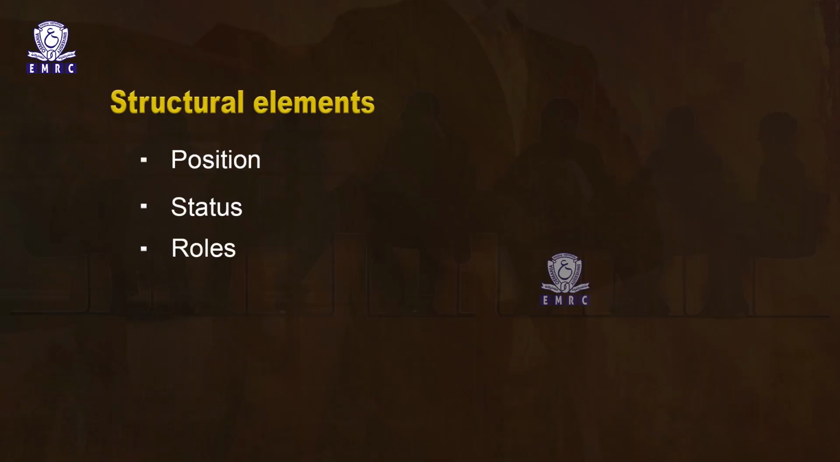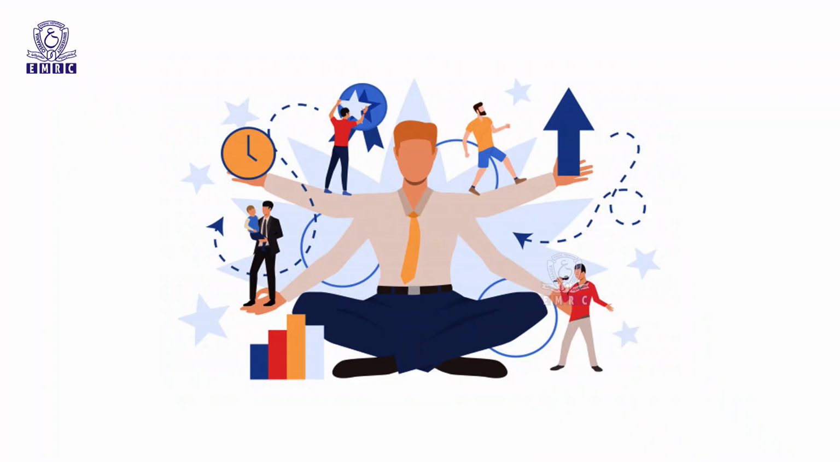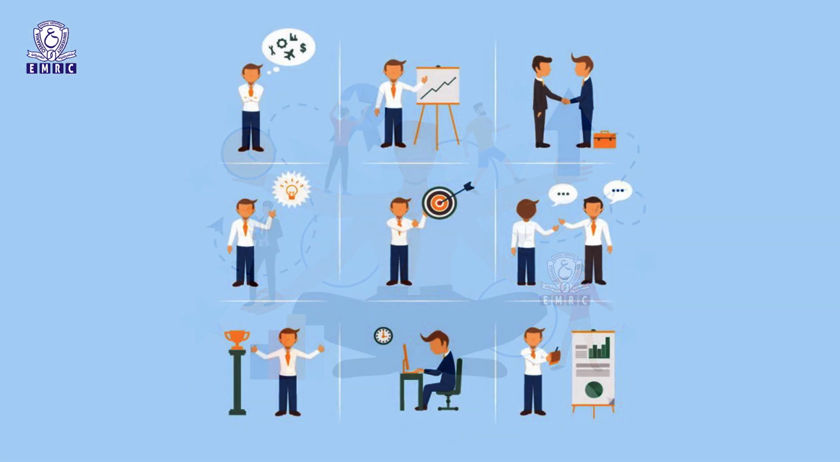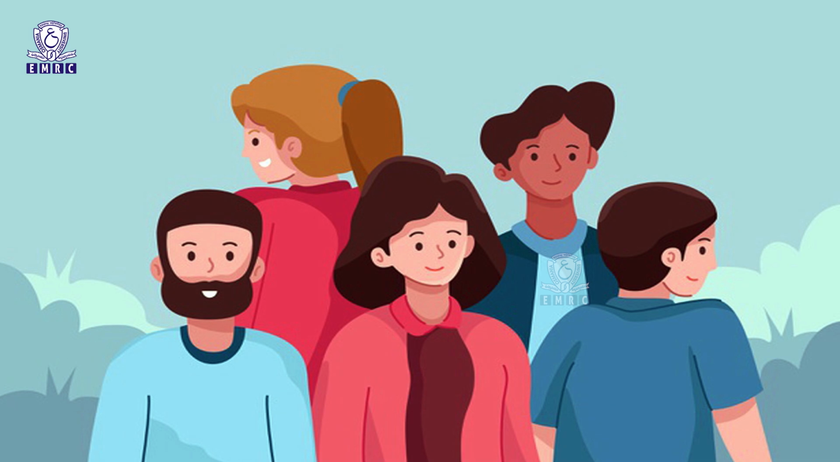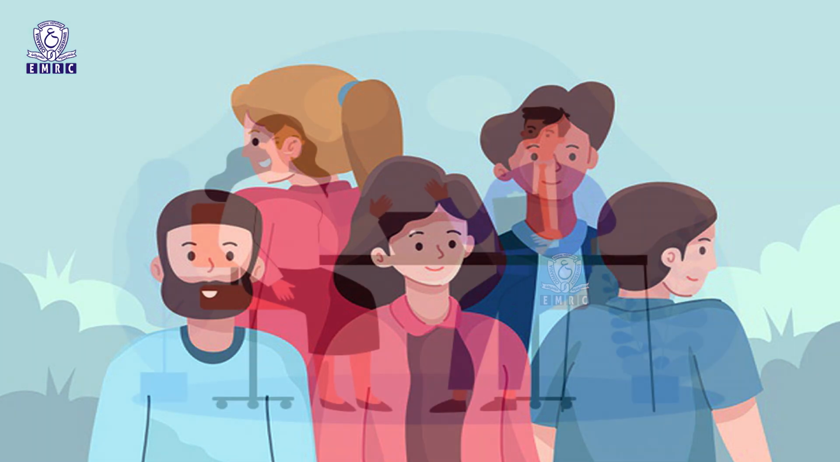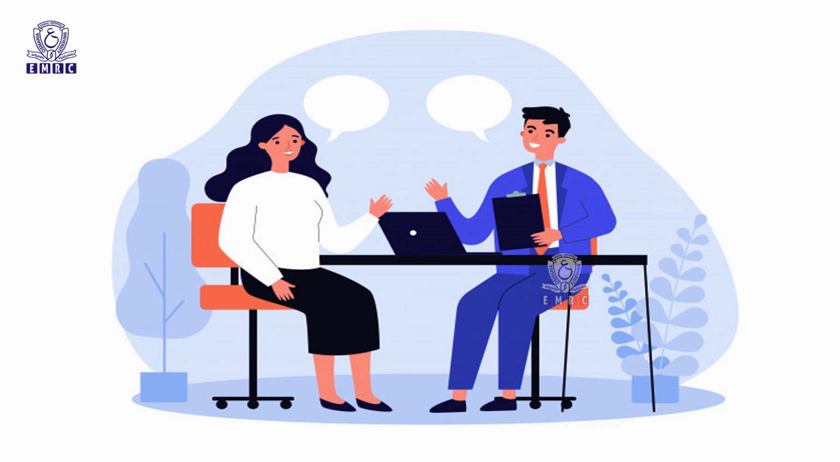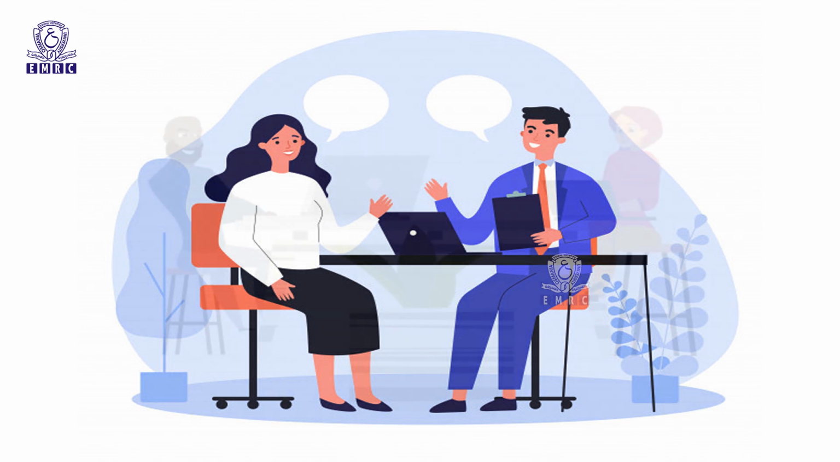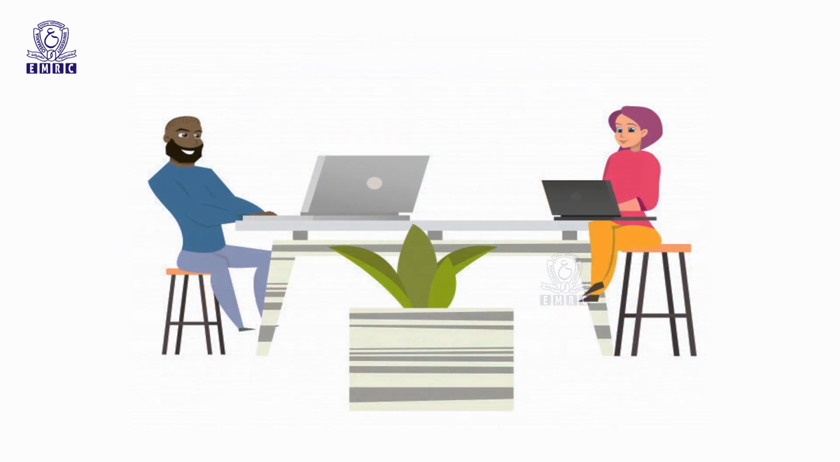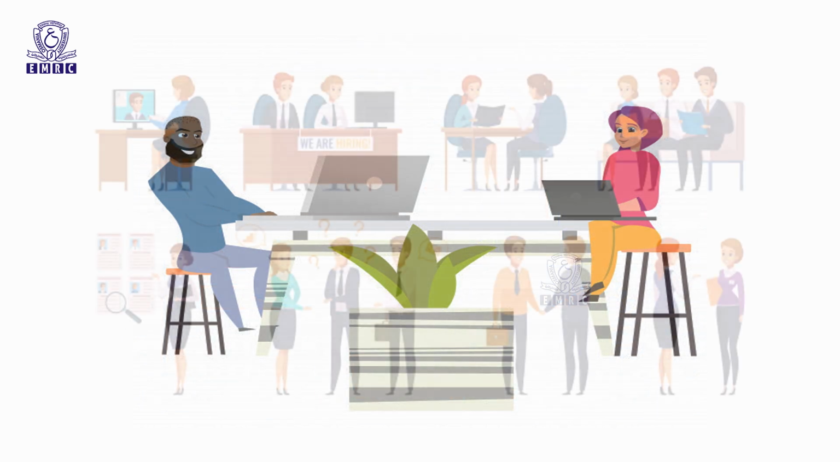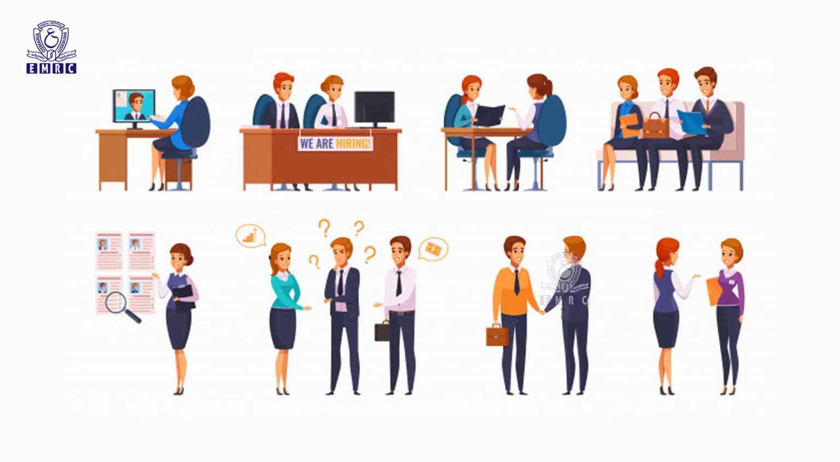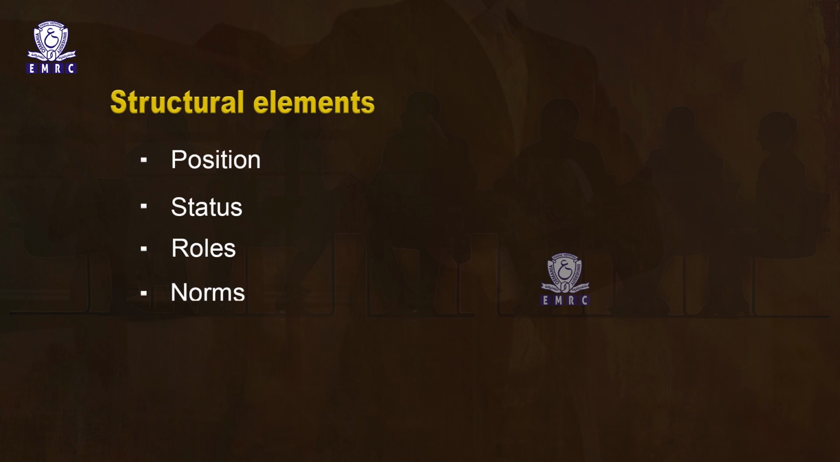So, now the third element is roles. Different people perform different tasks and are expected to accomplish different things for the group. In short, they play different roles. Roles specify the types of behaviors expected of individuals who occupy a particular position within the group. Sometimes roles are assigned. For instance, a group may select different individuals to serve as a leader, treasurer, or a secretary.